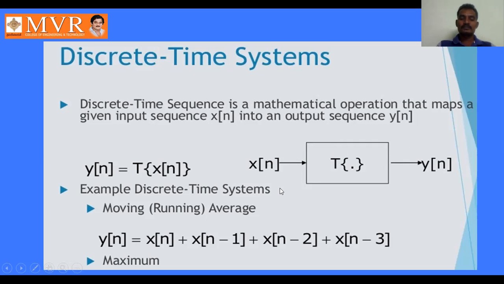A continuous time signal represents a signal, whereas discrete time represents a sequence. So that's why it is represented as T{x[n]}. Example, discrete time system moving running average, that is y[n] = x[n] + x[n-1] + x[n-2] + x[n-3], etc.